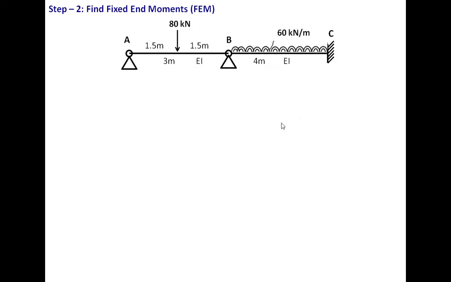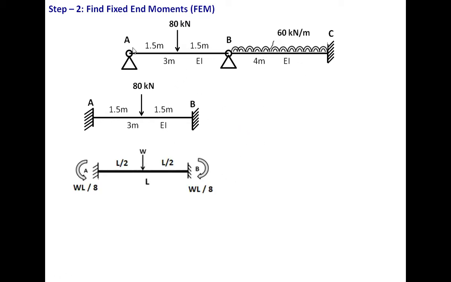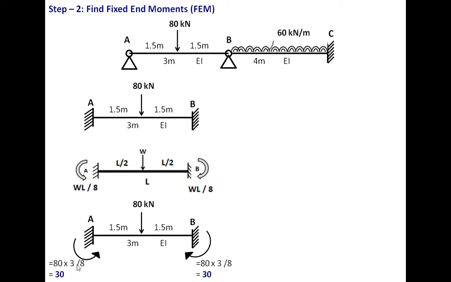The next step is to find the fixed end moments. In this step, whatever is the loading, we have to consider it as if it is applied on a fixed beam and find out what are the moments developed. For example, this AB span, there is a load at the center, 80 kilonewton. So for finding fixed end moment, we have to apply this load as if AB is a fixed beam, and load is applied at the center. So we know the formula. If W is applied in a span of L, it is WL by 8. So here W is 80 and L is 3, and if we do 80 into 3 by 8, we get 30 and 30 here. So this is how we can find fixed end moment for member AB.